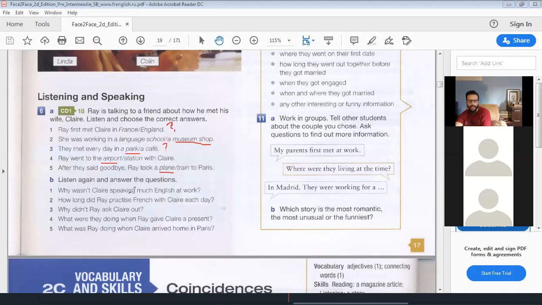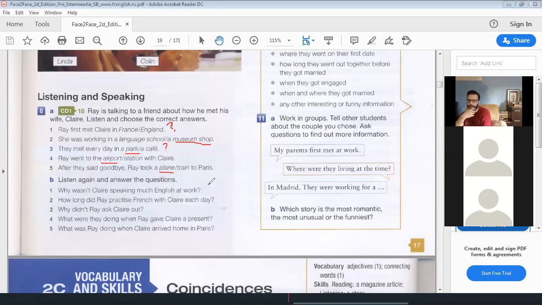Why wasn't Claire speaking much English at work? What's the reason? Maybe because she is from France. Yeah, okay, but where was she working when she met Ray? In a museum shop. Okay, so is the museum shop in France or in England? I don't know.